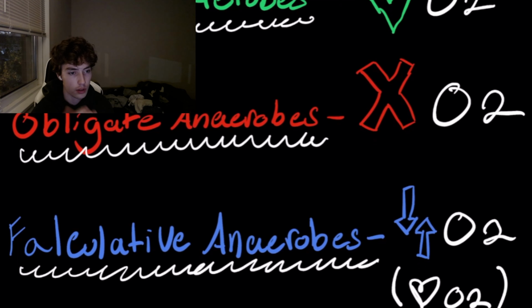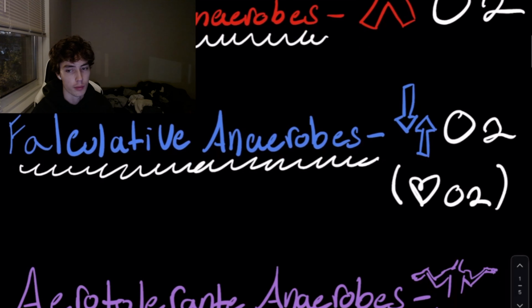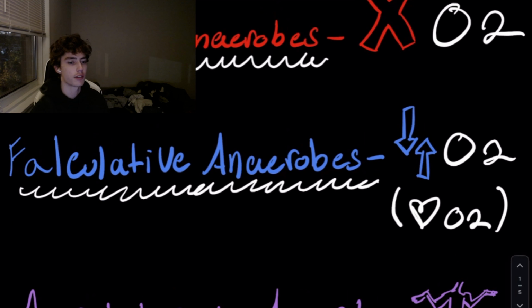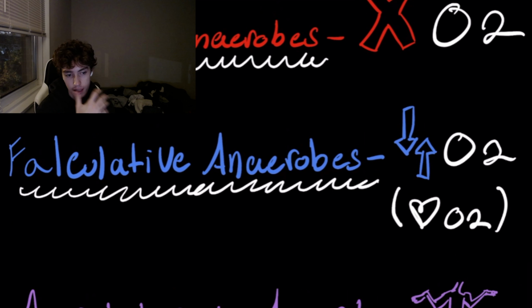So obligate anaerobes cannot use oxygen. The other thing are facultative anaerobes. Facultative anaerobes are bacteria that can grow with or without oxygen, but grow best when oxygen is present. They use aerobic respiration when oxygen is available, but they will switch to anaerobic respiration or fermentation when oxygen is not present. An example of this is E. coli.